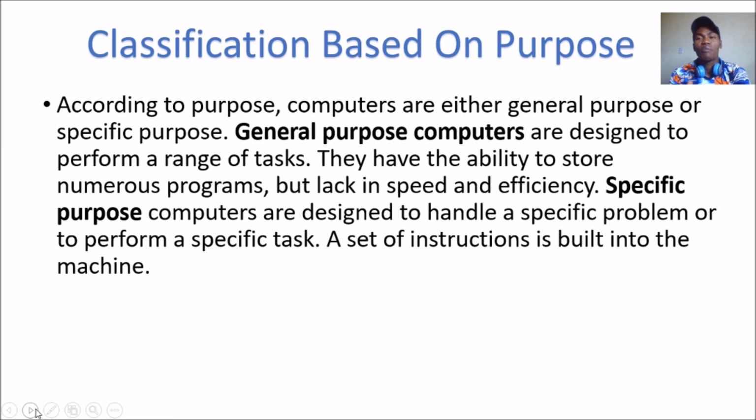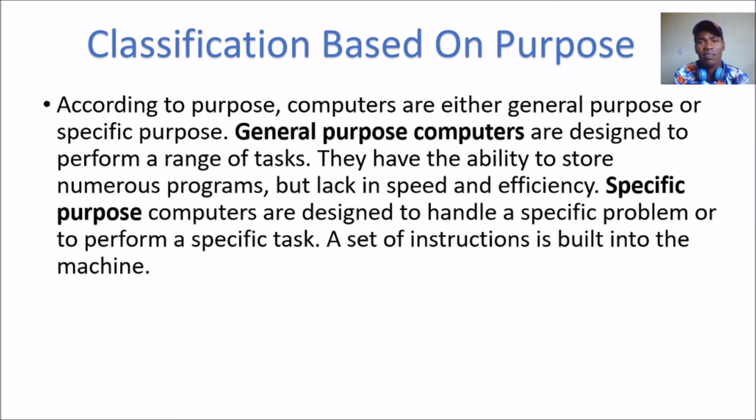Classification of computers based on their purpose. We just have two purposes: the general purpose and the specific purpose. According to purpose, computers are either general purpose or specific purpose. General purpose computers are designed to perform a range of tasks. They have the ability to store numerous programs, but lack in speed and efficiency. Specific purpose computers are designed to handle a specific problem or perform a specific task.